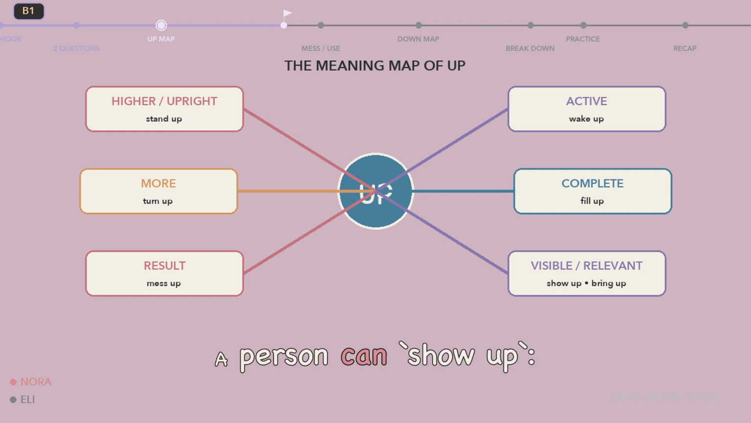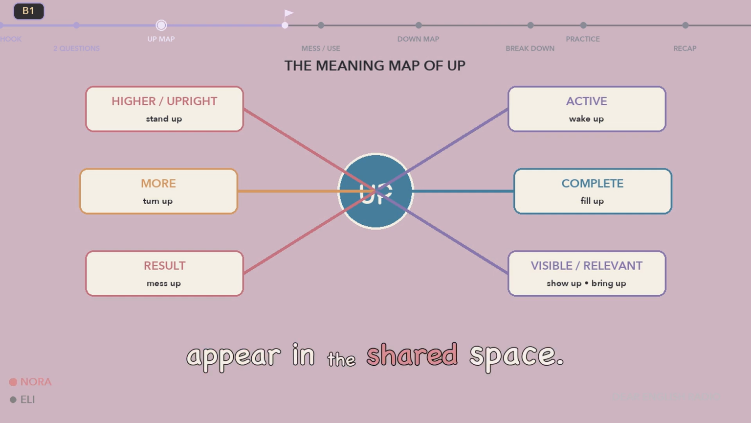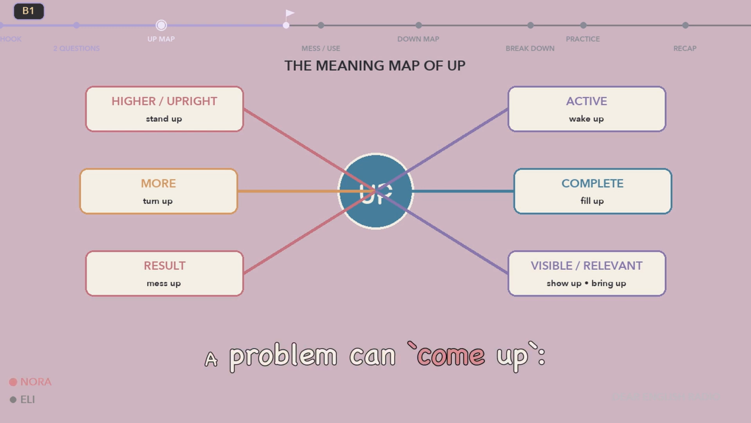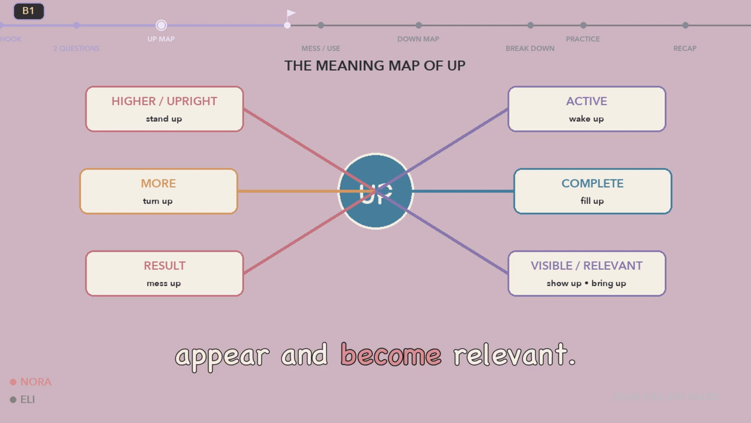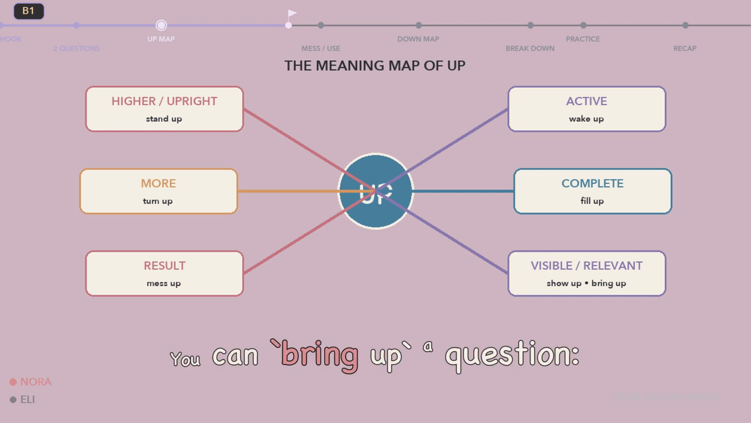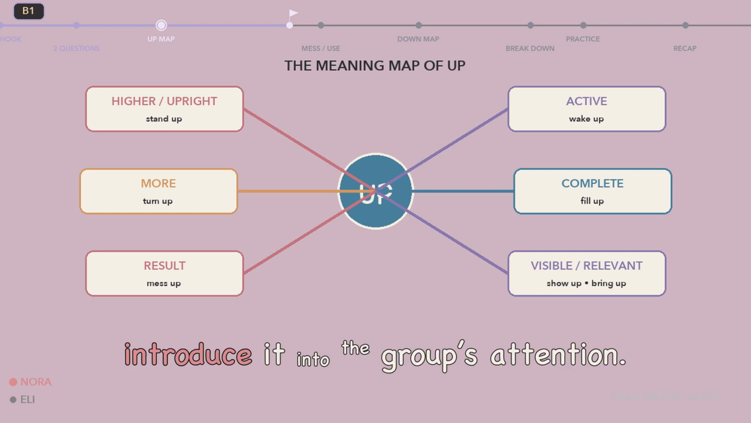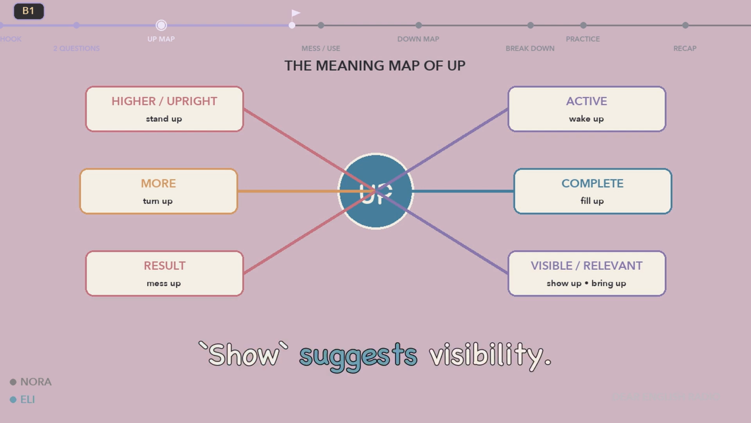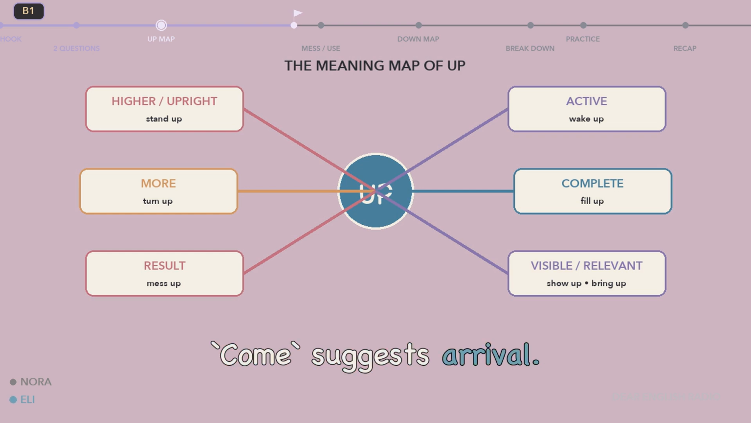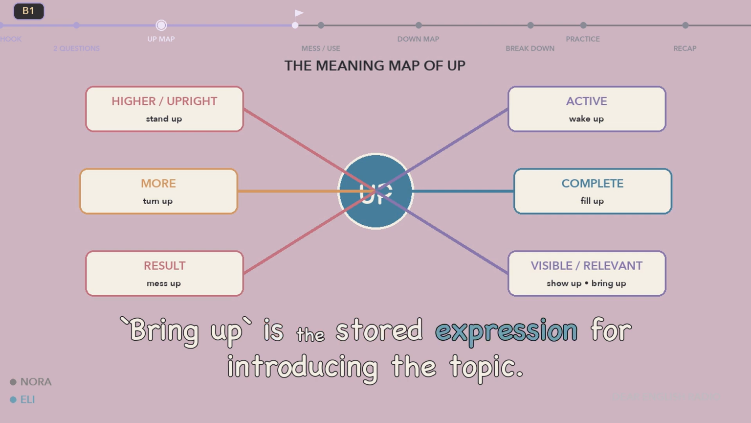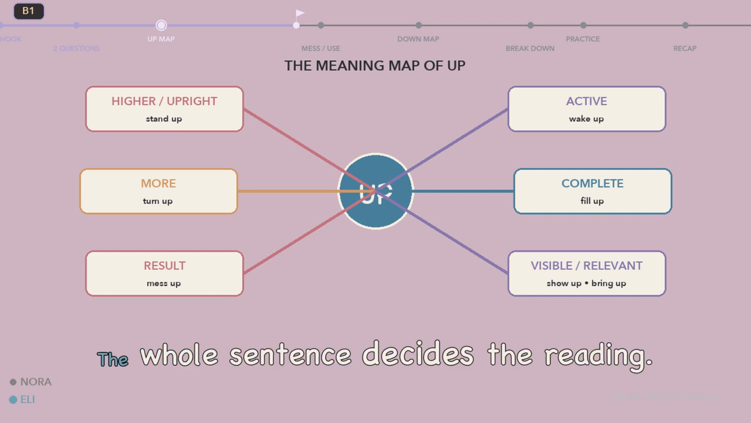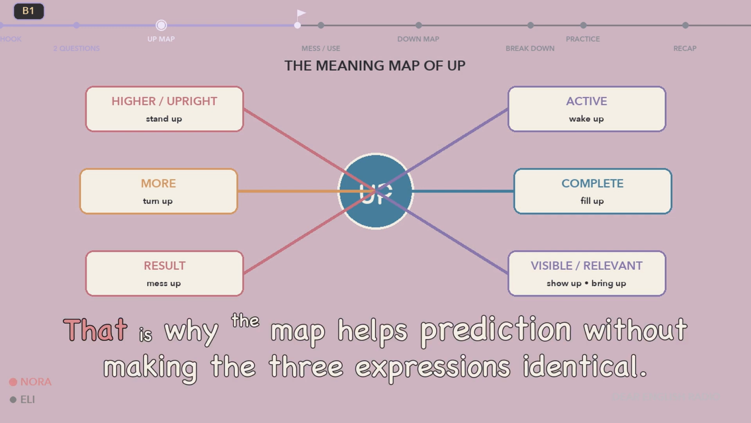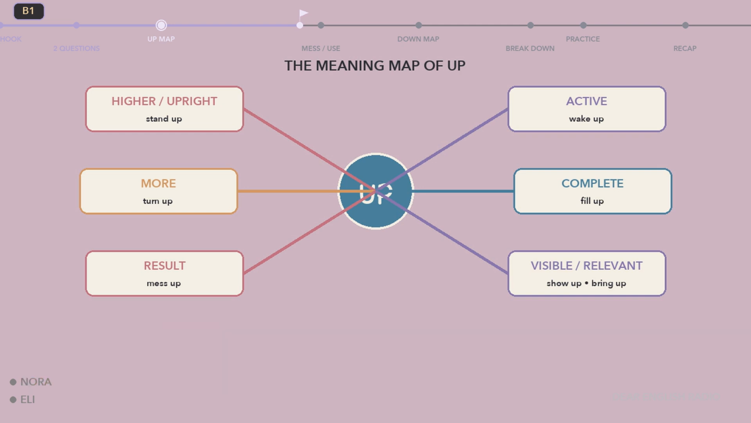A person can show up, appear in the shared space. A problem can come up, appear, and become relevant. You can bring up a question, introduce it into the group's attention. The base verbs still matter. Show suggests visibility. Come suggests arrival. Bring up is the stored expression for introducing the topic. The whole sentence decides the reading. That is why the map helps prediction without making the three expressions identical.